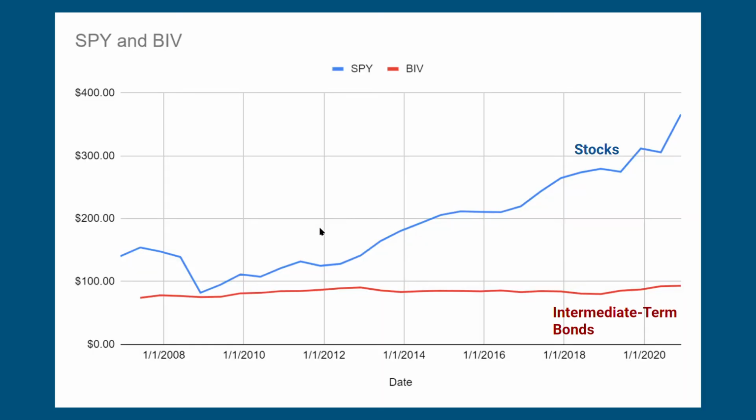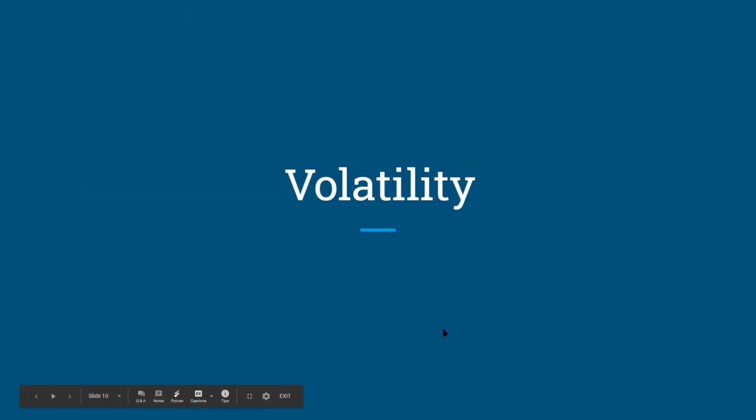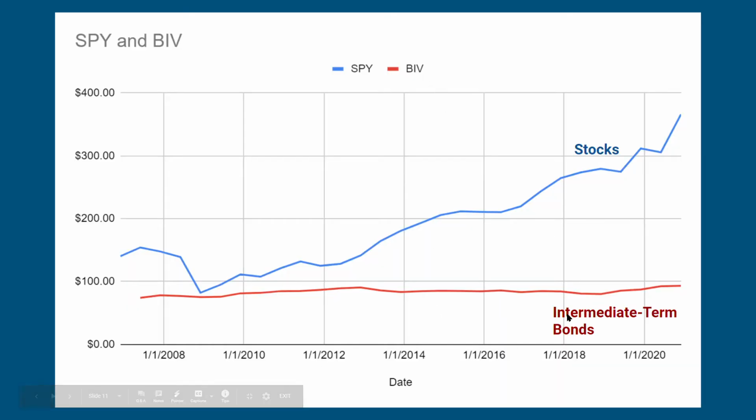So let's see. Volatility. Volatility is swings in the portfolio or in an individual stock. How much does the price move up and down over a period of time, like a roller coaster? For example, SPY, the S&P 500, against BIV, which is an intermediate term bond fund ETF. So basically short-term bonds compared to the S&P 500 stocks, okay?